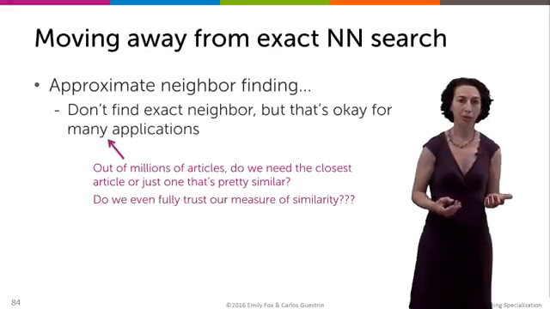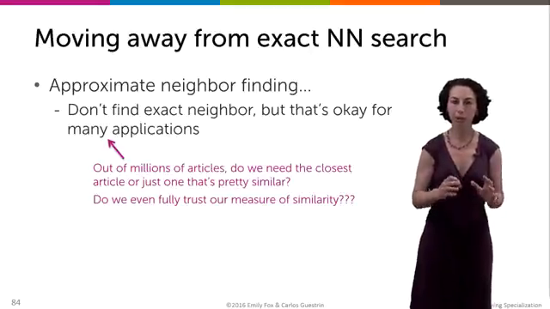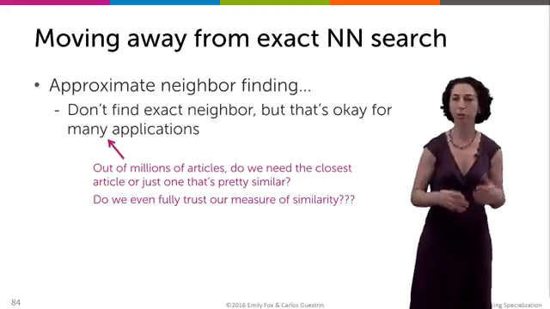Okay, so what can we do? Well, one thing we can think about doing is moving away from performing exact nearest neighbor search. And this is something that we discussed when we talked about KD trees. We showed how we could use KD trees to perform approximate nearest neighbor search.